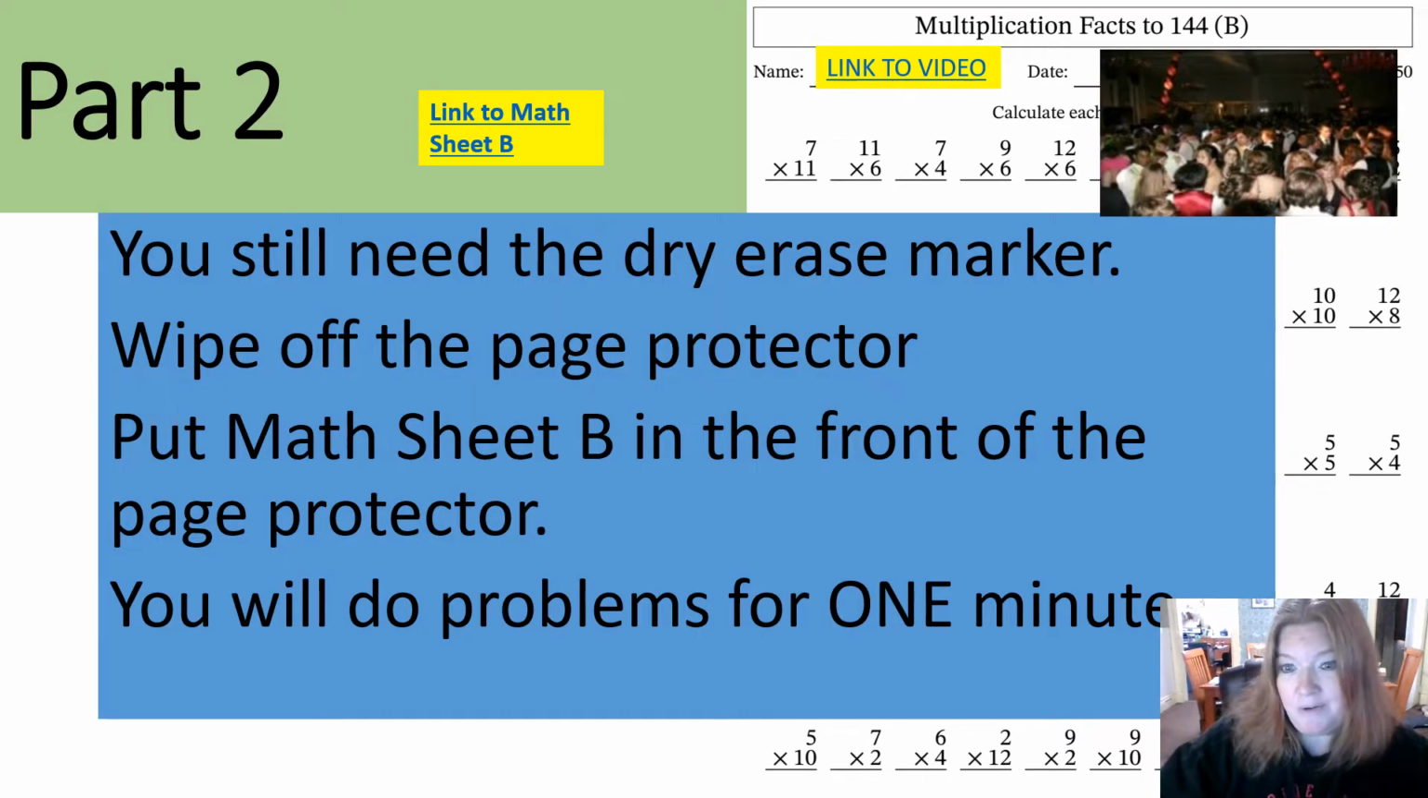All right, now you're still going to need the dry erase marker, but you should wipe it off. And you're going to find B. So do you see this label right here? You are going to find B. All right, and that's the one you're going to put in the front. If you're doing this on your own, then this right here is a link to that sheet.